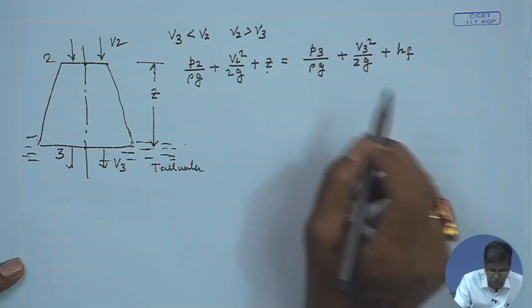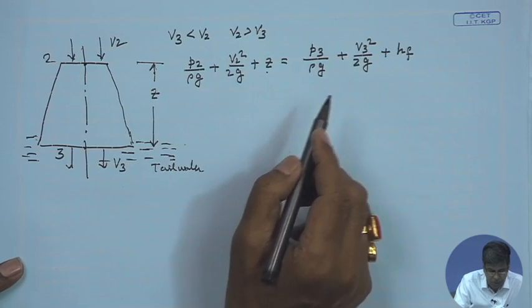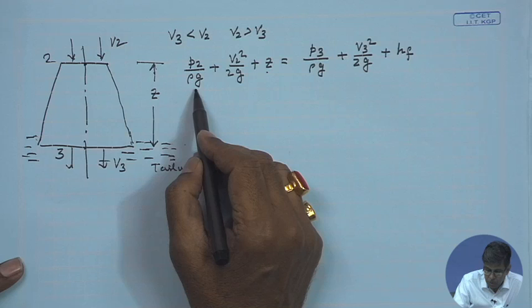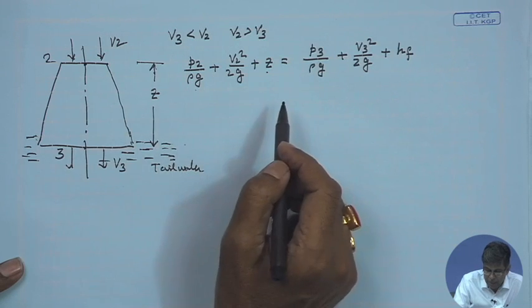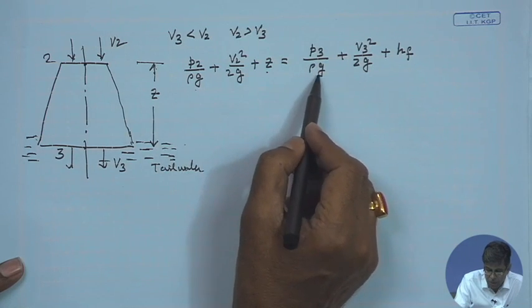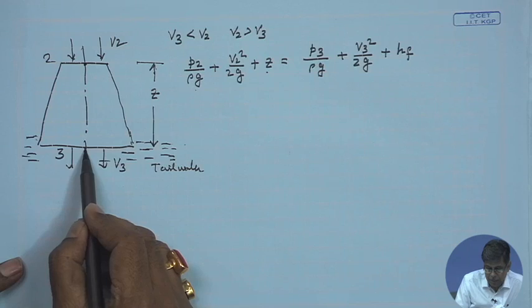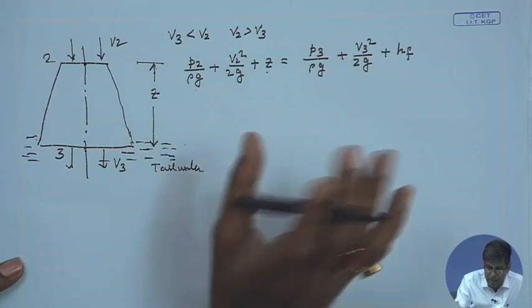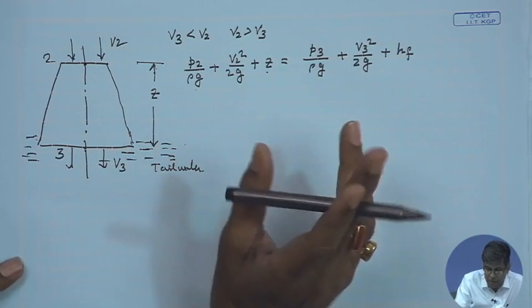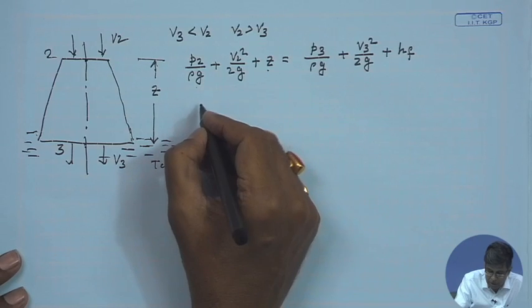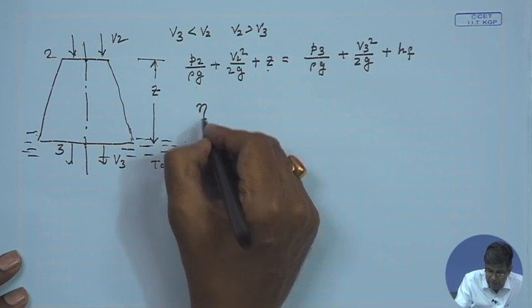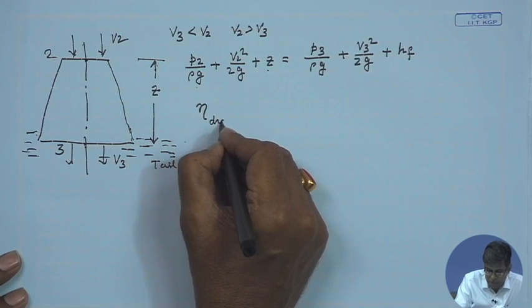Therefore, from here we have seen that P2 by rho g will be lower than P3 by rho g, which is usually the atmospheric pressure, as we have already recognized. Now, here we will define a terminology which is known as eta, that is the efficiency of the draft tube.